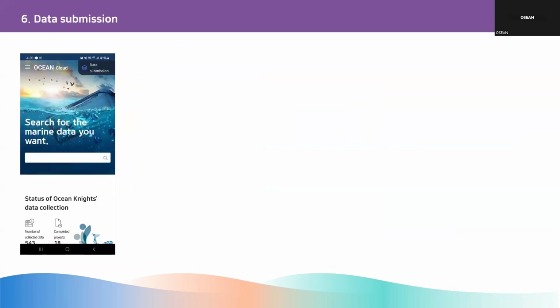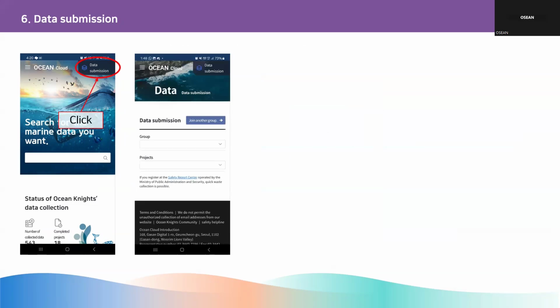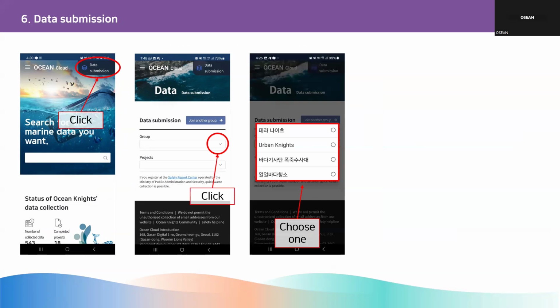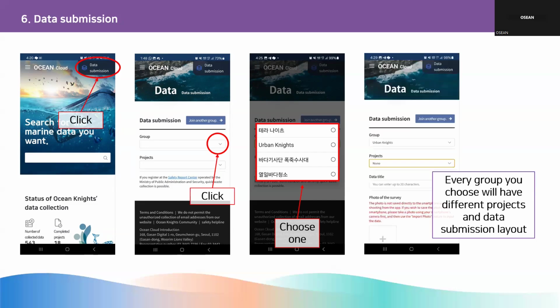Now, the most important part is to learn how to submit your data. So you go to your main page of the application and then you click Data Submission on the top right. The data submission page will appear immediately. Here you will have to click the group and project. So click the group and then the down arrow and choose which group that you want to fill it in for. All the groups that you have joined will appear here. And for every group that you join, it will have different projects and different data submission layouts.